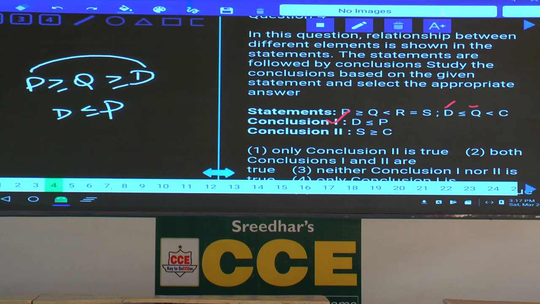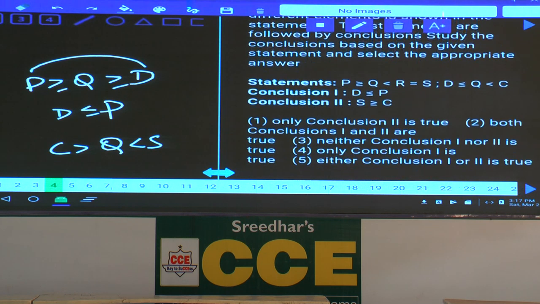Then coming to the second, the relation between S and C. S is here, C is here. And again the letter which is common is Q is common. Hence Q lesser than S and Q lesser than C. Is Q lesser than C, C greater than Q, Q lesser than C, isn't it? Hence, what is your answer here? Then the relation between these two cannot be identified, hence only conclusion 1 follows. Only conclusion 1, that is given in choice 4.